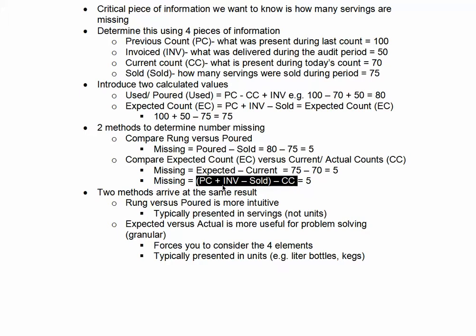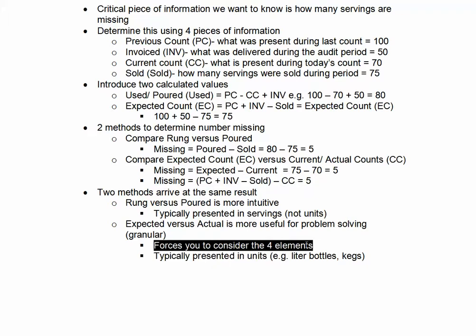We start with 100, then we get 50 more delivered at the beginning of the week, so we've got 150, and then we sell 75. We should have had 75, but we actually had 70, so we're missing 5. So the reason I like comparing expected versus actual counts is it's an easier way to think about all of these 4 pieces together. And obviously, if there's an error in here, it has to be an error in one of these 4 values. That's the only possibility. So if you systematically go through and check these 4 items, then you can be sure that your number is correct or find the error. So it's useful because it forces you to consider the 4 different elements.